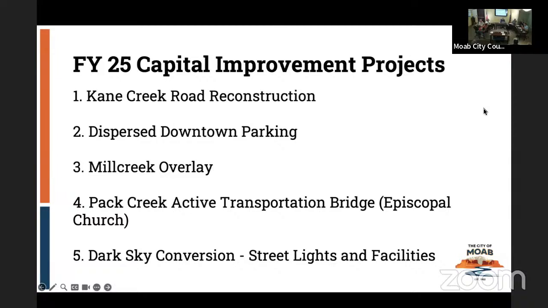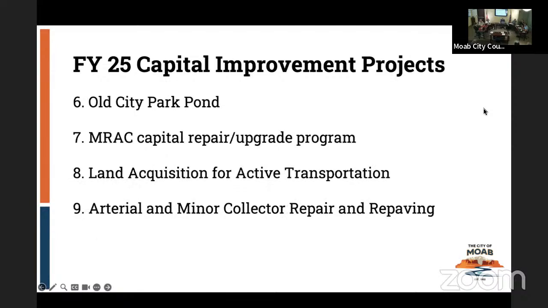We just received the invoice for the first $50,000 of decorative dark sky compliant lights today. So that is in the works as well. Well, you know about the Old City Park Pond project to get the fencing up there and get that thing back into shape. We're in the process of doing that right now. MRAC capital repair and upgrades were also on the list, and we're just doing those as they come right now. Brianna will be talking a little bit more comprehensively about the MRAC program coming up here today.